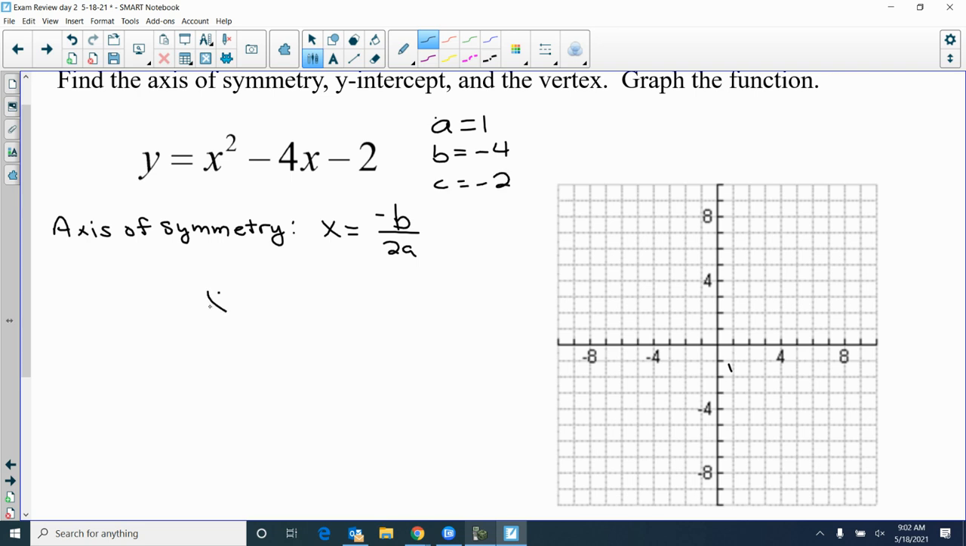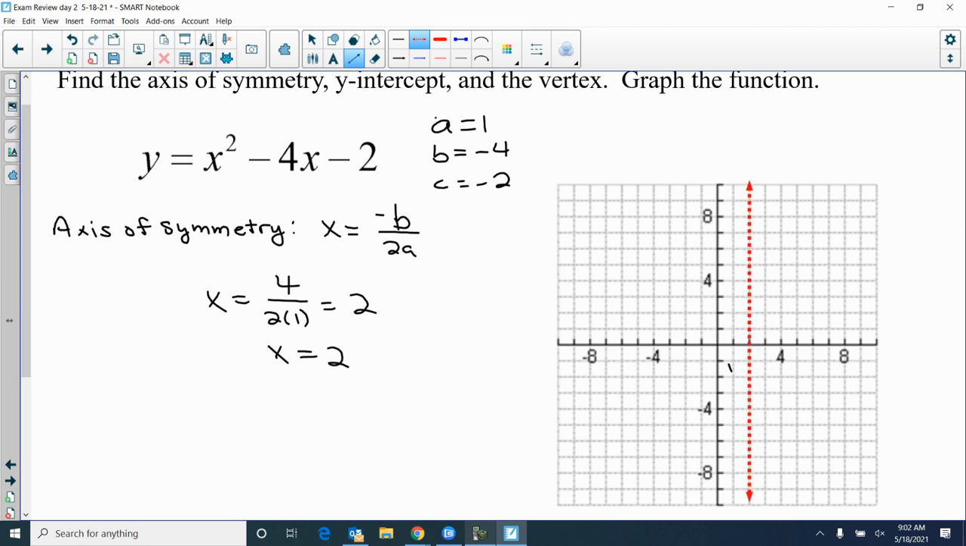All right, so Jordan's right. We do the opposite of B, so the opposite of negative 4 becomes 4. And then 2 times 1. So 4 divided by 2 is 2. And you got to write this as x equals 2. Go over to your graph, put in a vertical dotted line at x equals 2. Okay, you got that vertical dotted line.